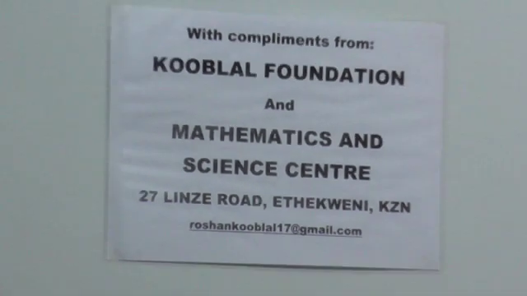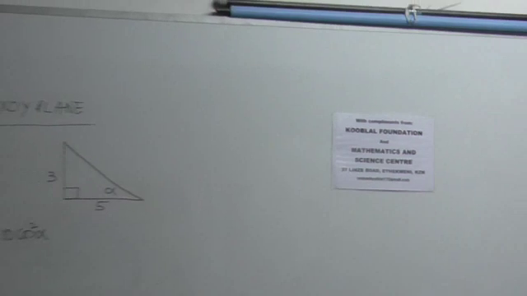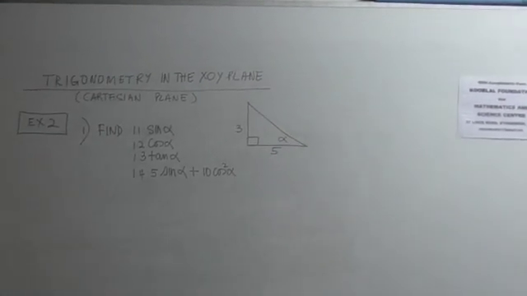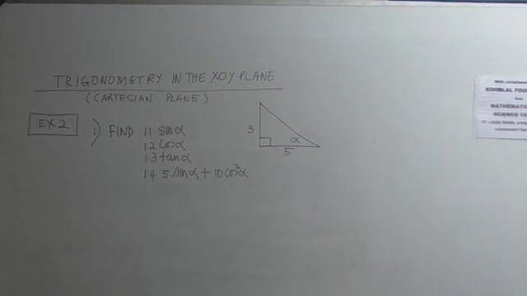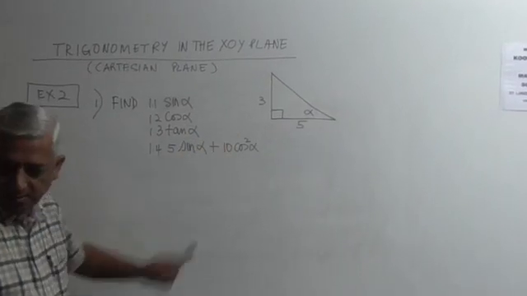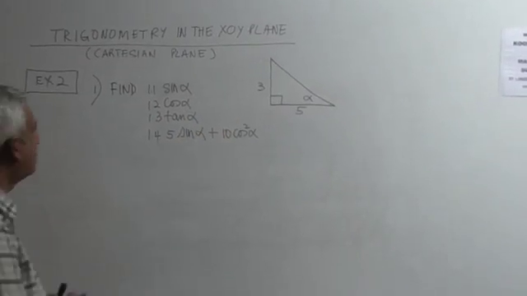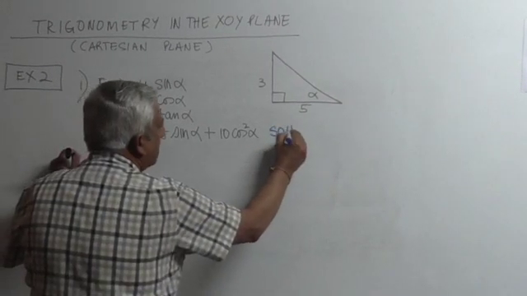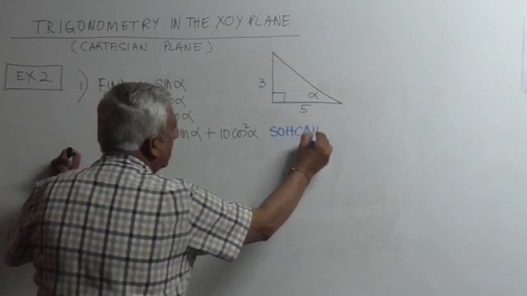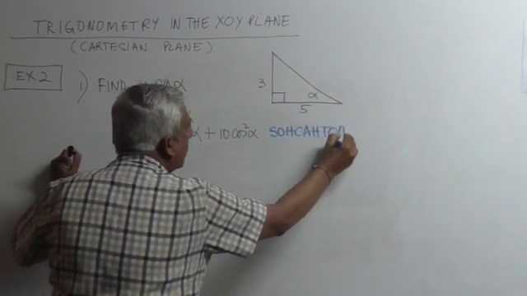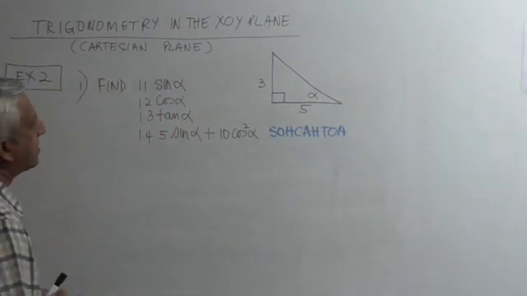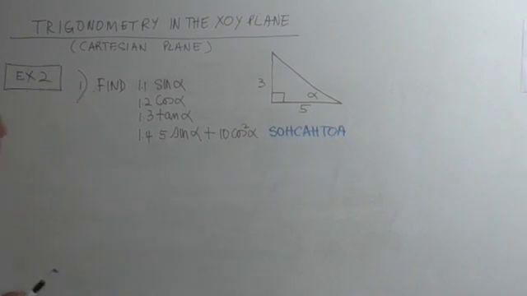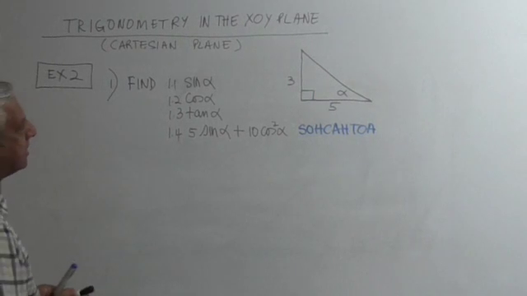Okay, we are looking at number 1. Now when we look at number 1, we can see we're dealing with a right angle triangle. So since we're dealing with a right angle triangle, we are going to use SOHCAHTOA to find our answers.